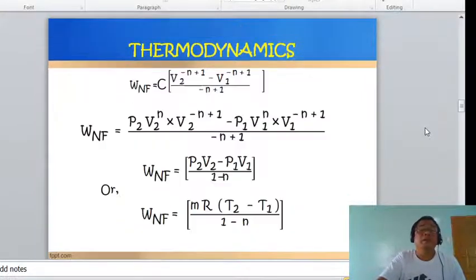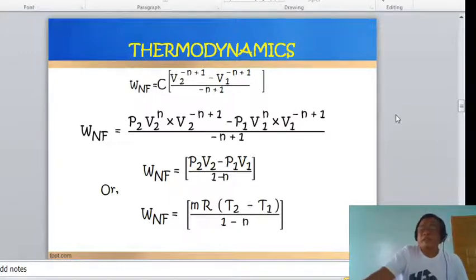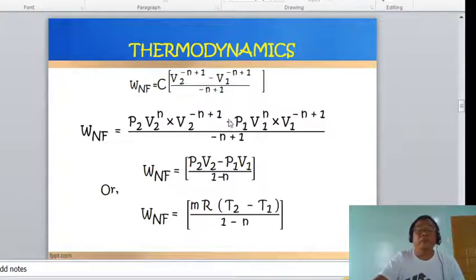Substituting values and then integrating, work non-flow is equal to P2V2 minus P1V1 over 1 minus n. But PV equals mRT, and replacing it, work non-flow equals mR times T sub 2 minus T sub 1 over 1 minus n. So this is almost the same as in the previous topic. We only change k with n.